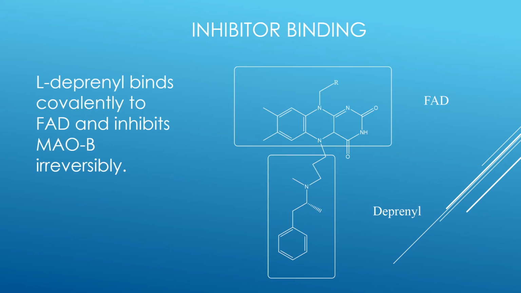Monoamine oxidase B can be inhibited by a molecule called deprenyl. Deprenyl binds covalently and irreversibly to the FAD coenzyme, stopping it from being able to deaminate amines. Deprenyl has been used to some extent to treat Parkinson's disease, although it has some side effects and there is room for improvement.